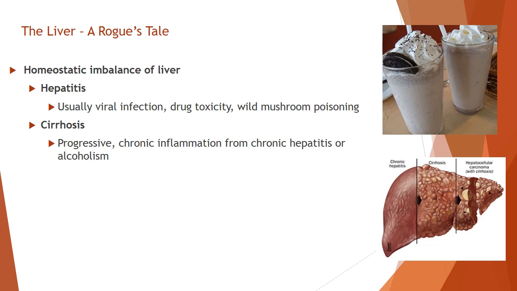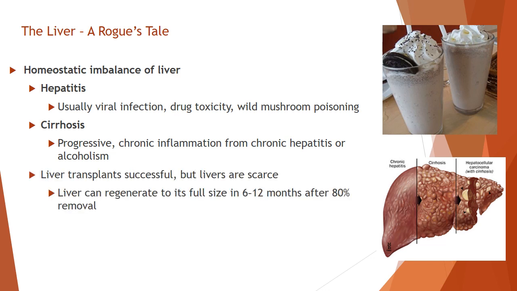If there's any sort of imbalance of the liver, you can have hepatitis. It's usually caused by a virus of some kind, but there's a variety of different types of hepatitis. It could range from less serious to extremely serious. You can have cirrhosis, where you have chronic inflammation due to either long-term hepatitis or alcoholism. Liver transplants can be successful, but livers are unfortunately not super common. The liver can regenerate to its full size, so I guess that makes sense. I don't know what's involved with that whole thing, but it can regrow, which is good, I suppose.